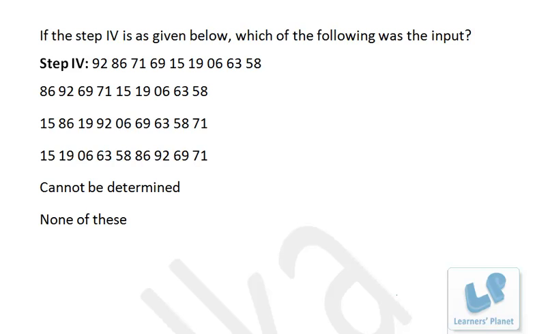If step 4 is as given below, which of the following was the input? Now step 4 is given. Now friends, in these sort of questions, we are just rearranging the numbers in descending order. So you cannot be sure what the input was, because you just have rearranged. There is no specific position of a number, right? So it's pretty difficult to say what was the input. So it cannot be determined, right? Don't worry, because it is just the problem of arranging the numbers in descending order. No specific position is given to any number, so the input cannot be predicted. Okay.